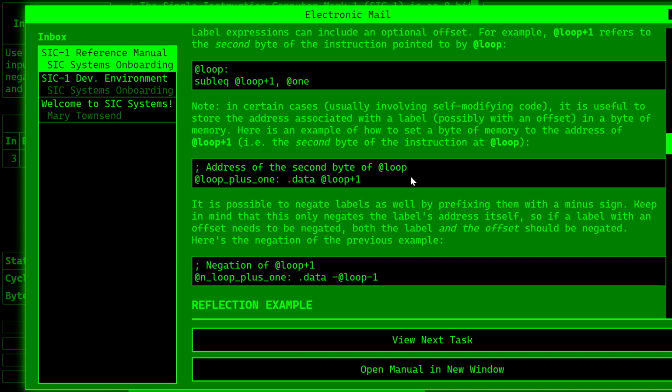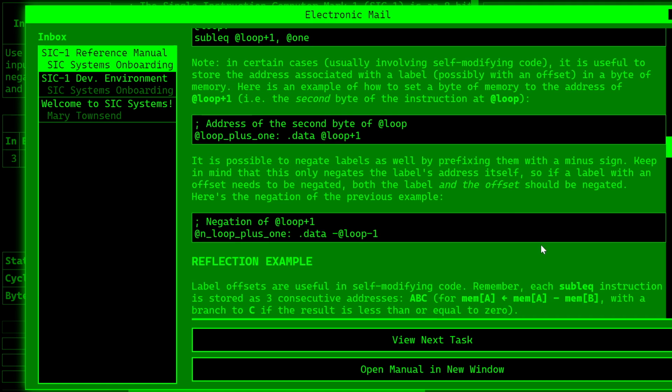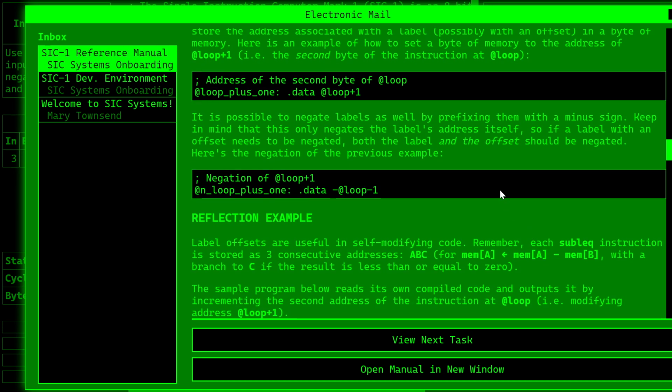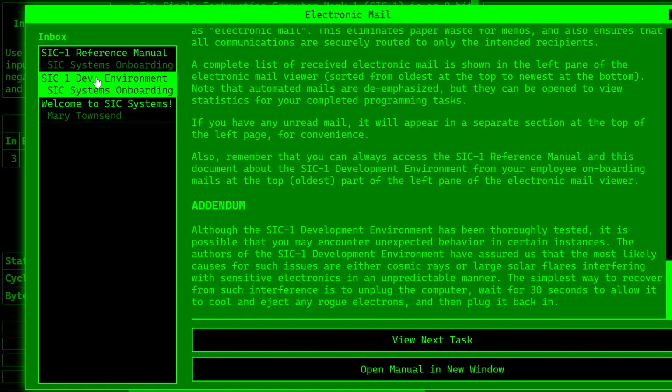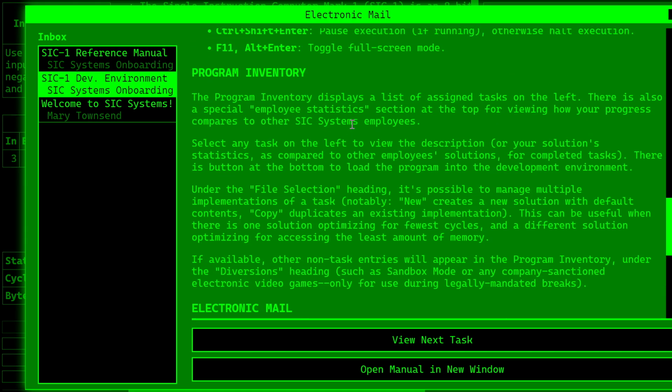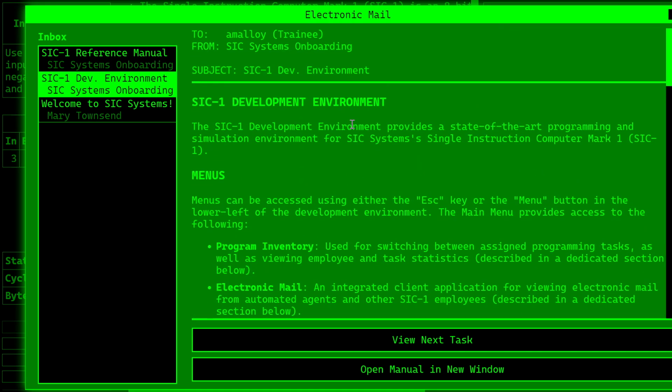I guess the difference is... No. Okay, I don't know yet. Possible to negate labels? By putting a minus. Okay, negates the address. Sure. Reflection example. Okay, we're going to leave this advanced stuff for later, and hopefully there's nothing important here.